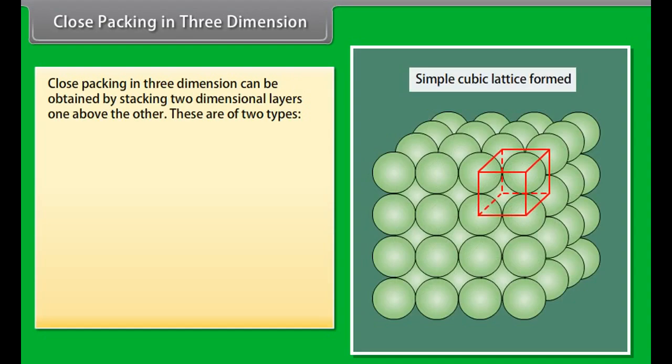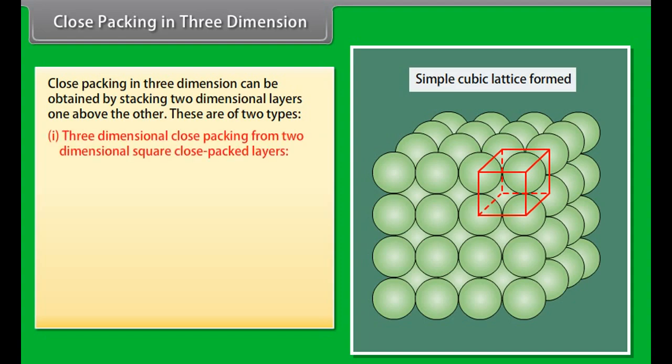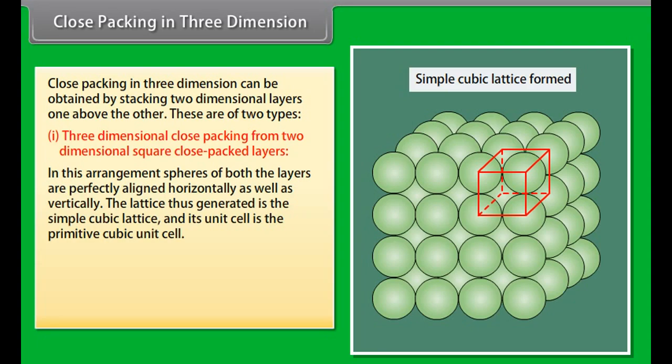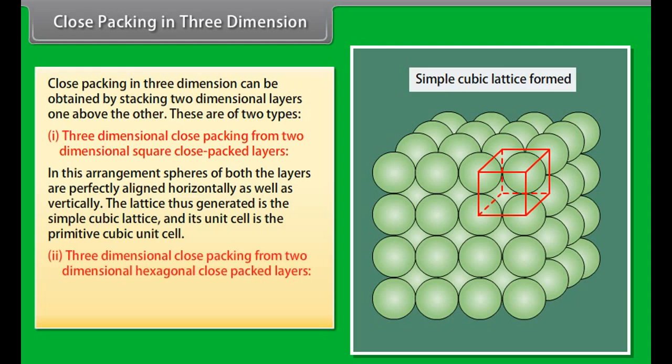Close packing in 3 dimensions can be obtained by stacking 2-dimensional layers one above the other. These are of two types. Three-dimensional close packing from two-dimensional square close-packed layers: in this arrangement, the spheres of both the layers are perfectly aligned horizontally as well as vertically. The lattice thus generated is the simple cubic lattice, and its unit cell is the primitive cubic unit cell. Three-dimensional close packing from two-dimensional hexagonal close-packed layers can be generated by placing layers one over the other.